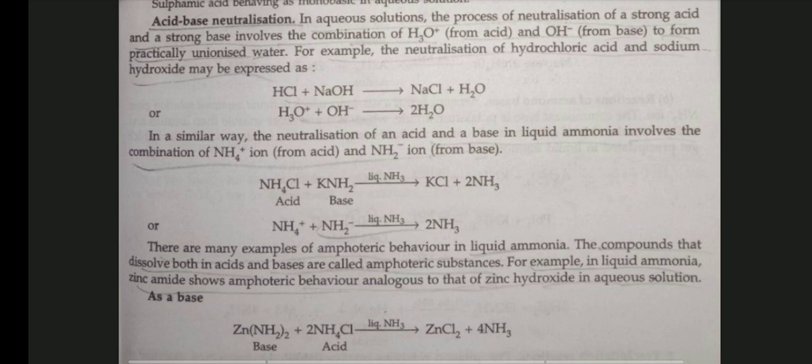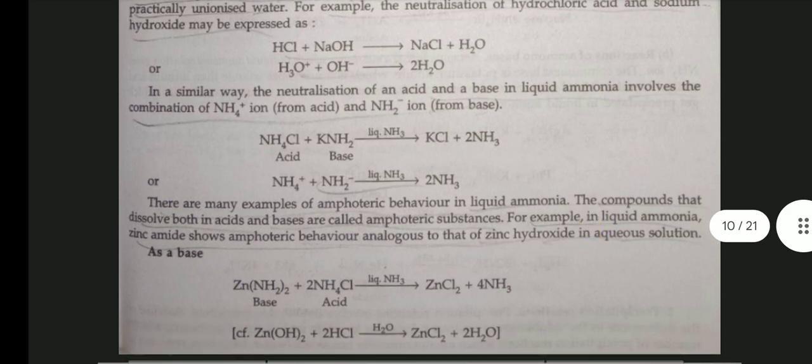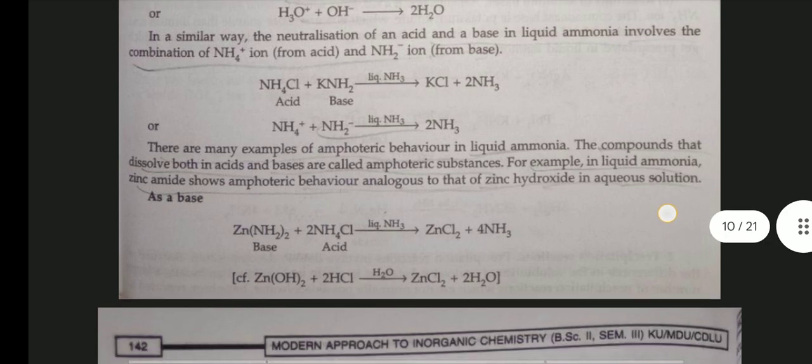In a similar way, the neutralization of an acid and a base in liquid ammonia involves the combination of NH4+ ion from the acid and NH2- ion from the base. NH4Cl, the acid, plus KNH2, the base, treated with liquid NH3 gives KCl plus 2NH3.